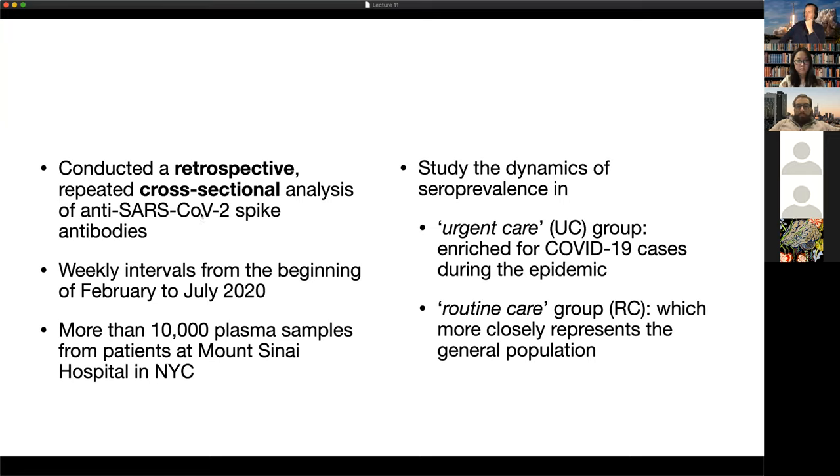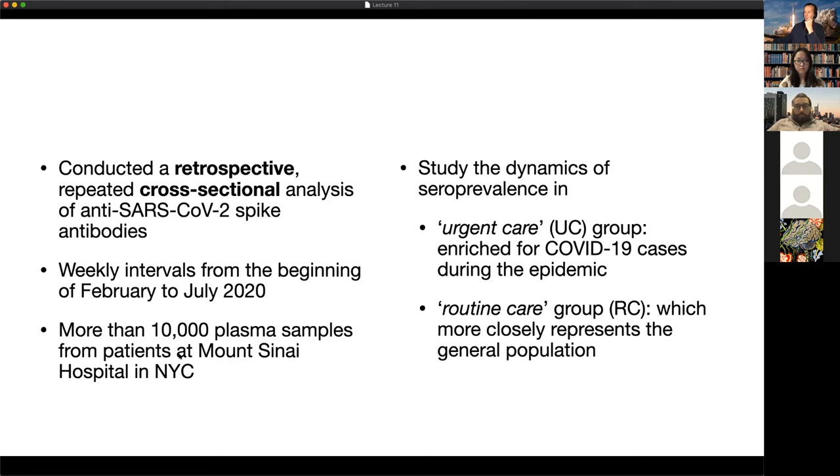That's what you see when people talk about cases. But an antibody analysis looks for people that had an infection already, so their immune system had been stimulated to produce specific antibodies to SARS-CoV-2 spike. This study was conducted over a period of February through July, so 5 months, at weekly intervals. And when they say cross-sectional, it means that it was simply whoever happened to be in this group of patients that they looked at.